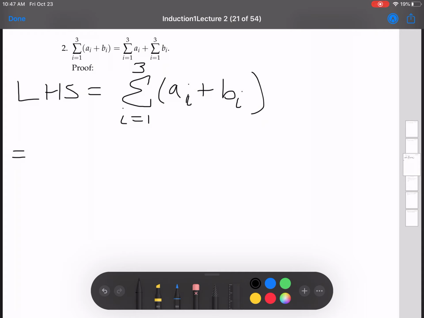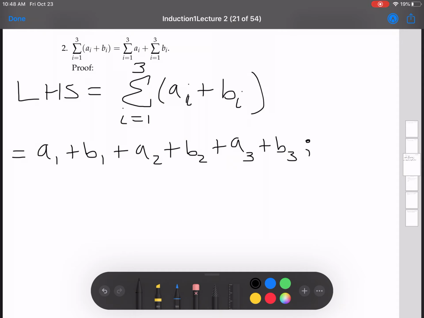All right. And so the left-hand side is this sum from 1 to 3 of A_i plus B_i. Okay, now using the definition of sigma notation, we can write this out as A1 plus B1 plus A2 plus B2 plus A3 plus B3. All right, now each line in a left-hand side equals right-hand side proof needs a justification.